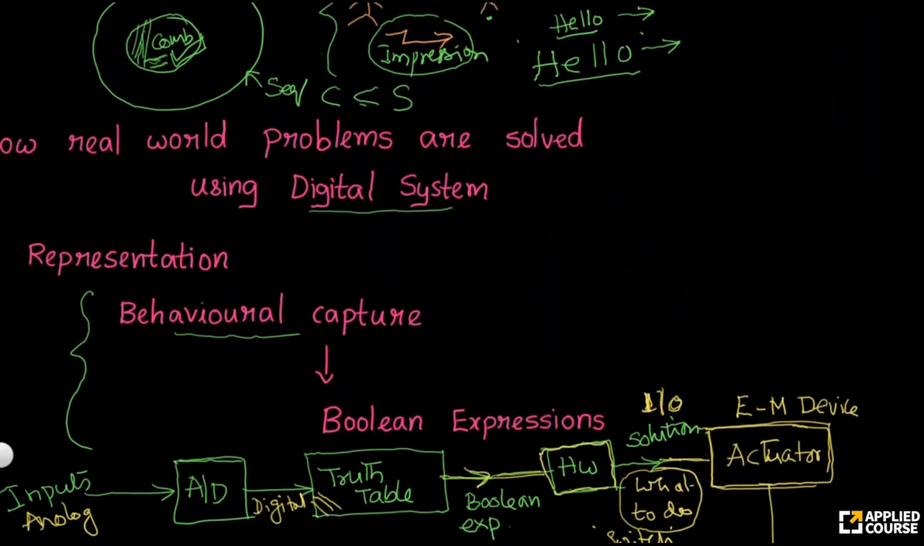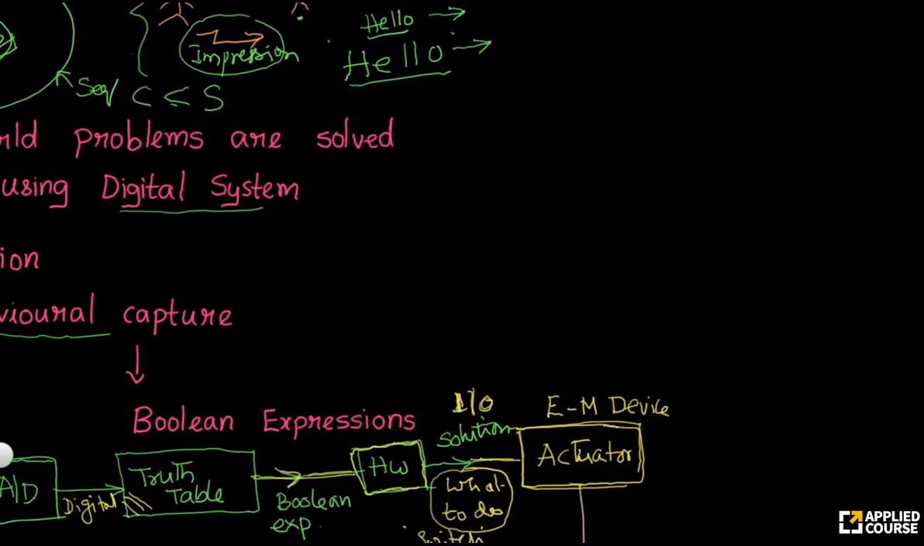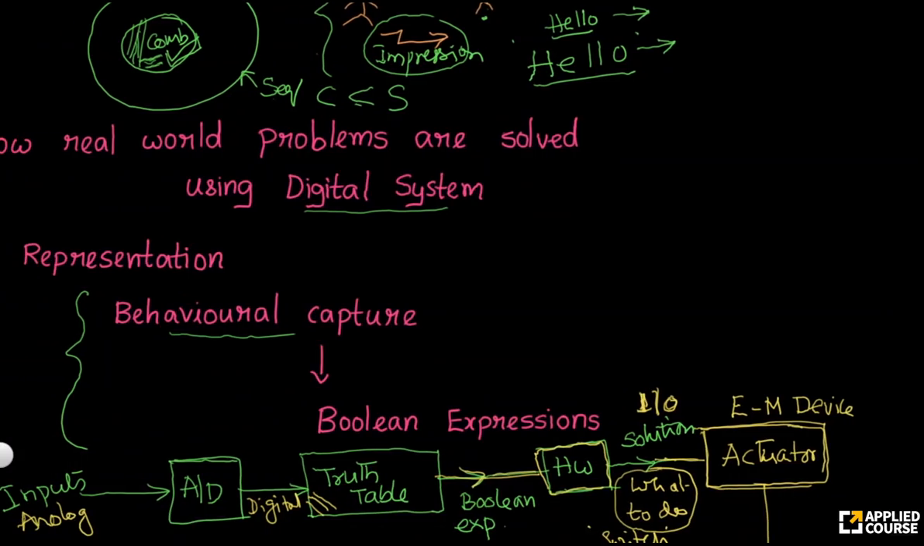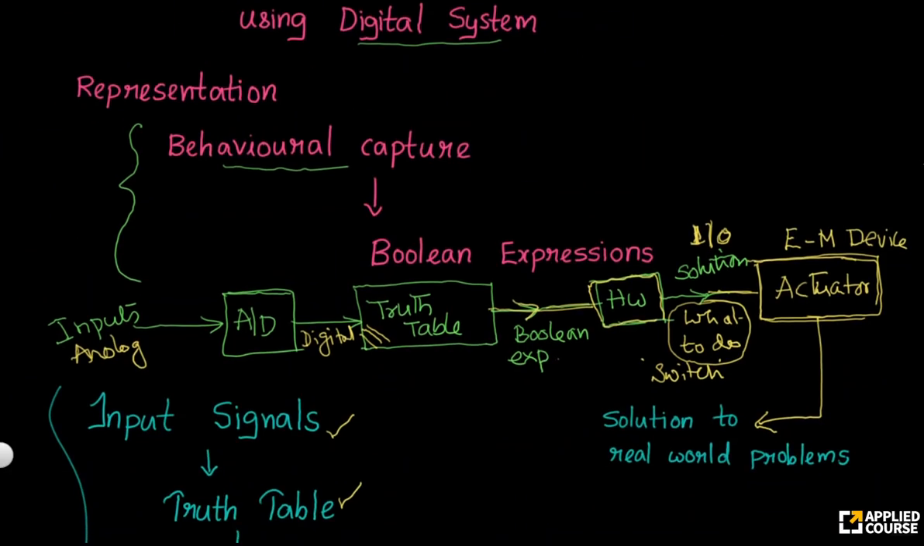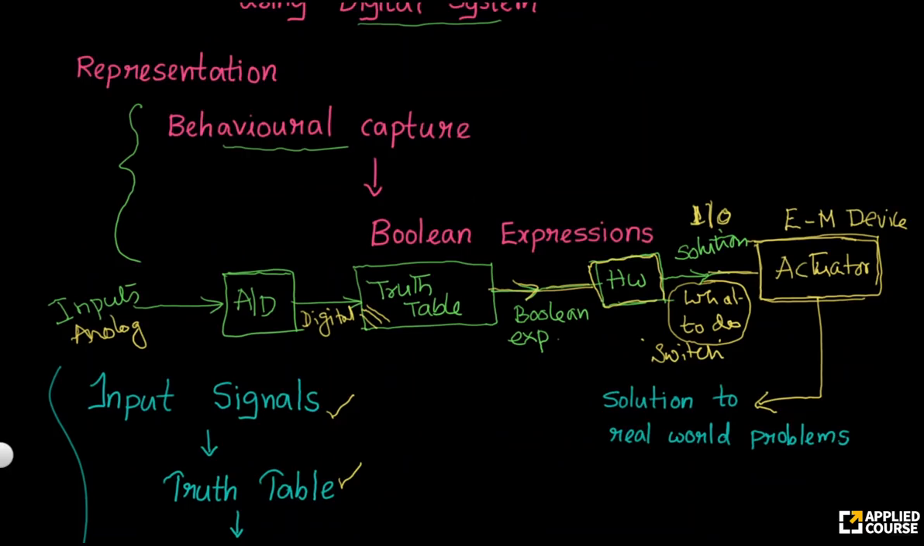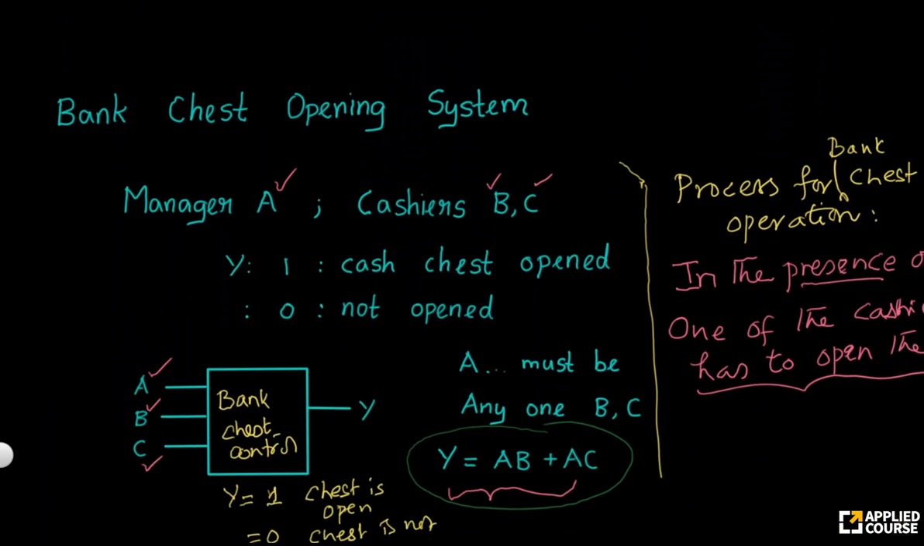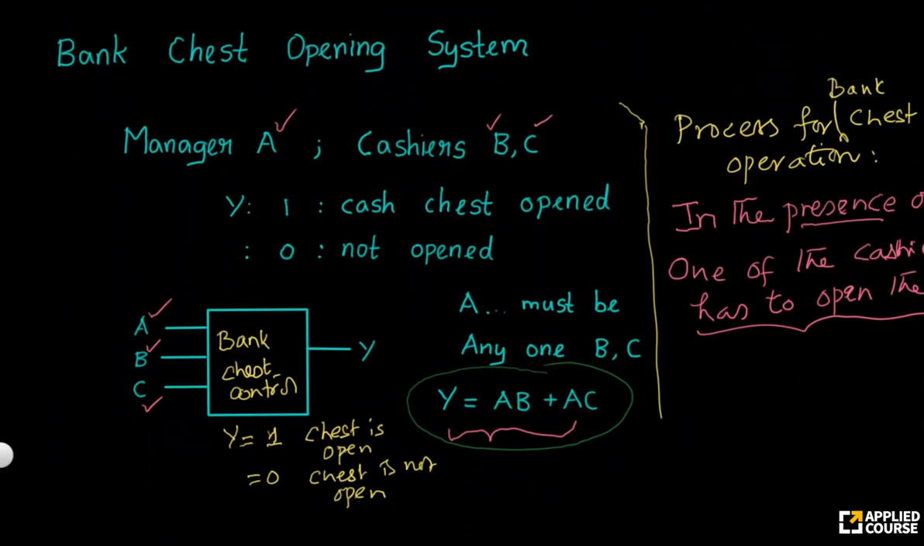And finally, the process of solving a real world problem and how to represent it as a system with inputs and outputs, and the process associated: conversion from analog to digital, truth table, hardware solution, and activator. Sometimes you can use a digital to analog converter that will perform the actual work, or some people say the D to A is a part of this activator. So it is going to control it. The flowchart is shown, and as one sample example, we saw the bank chest opening system.